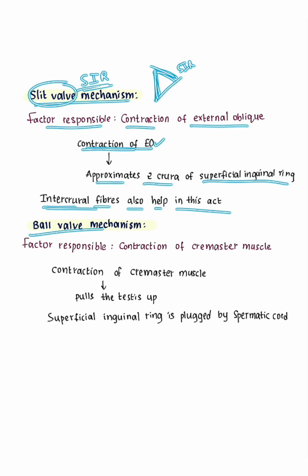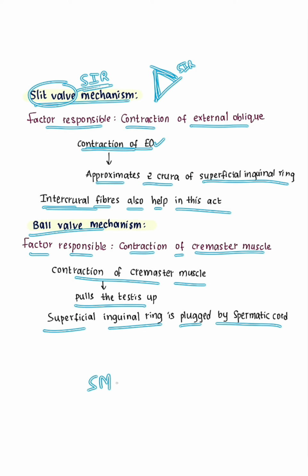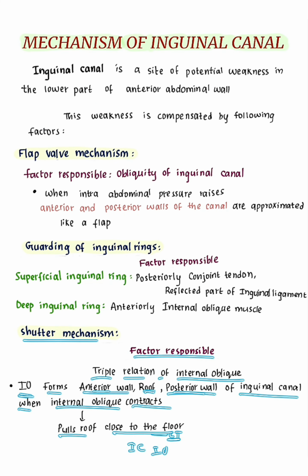Ball valve mechanism. Factor responsible: contraction of cremaster muscle. Contraction of cremaster muscle pulls the testis up, and superficial inguinal ring is plugged by spermatic cord. Shutter mechanism is related to internal oblique. Slit valve mechanism is related to external oblique. Ball valve mechanism is related to cremaster muscle. Guarding of inguinal rings: superficial inguinal ring, deep inguinal ring. Flap valve mechanism: anterior and posterior walls of the canal are approximated like a flap.